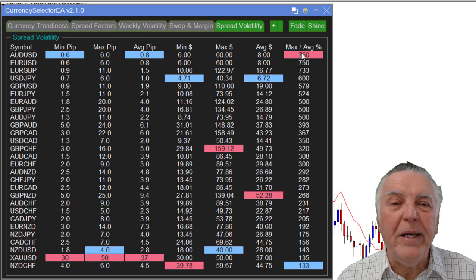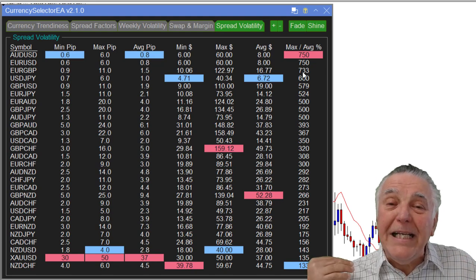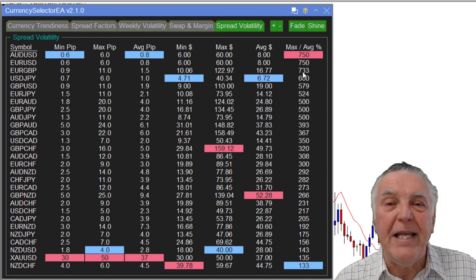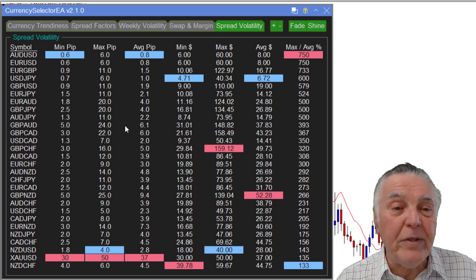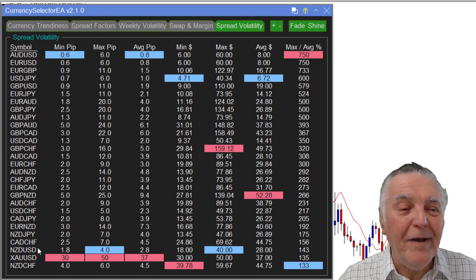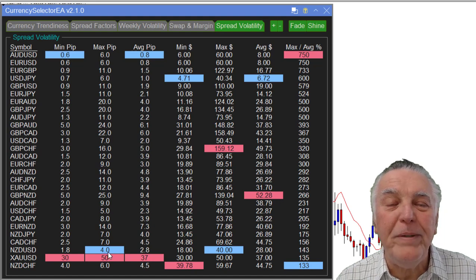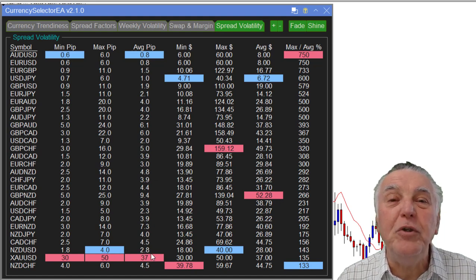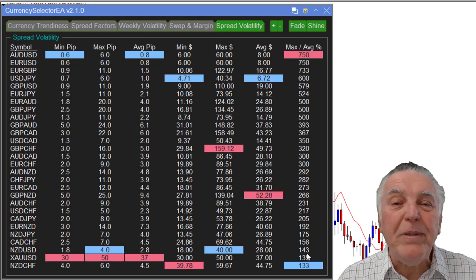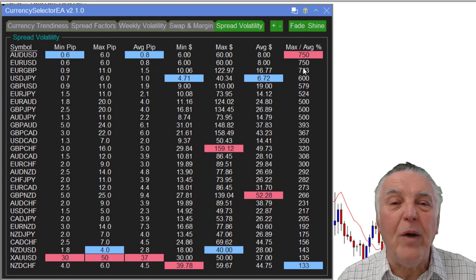And then this column, as you can see, it has been sorted from the highest value to the lowest value. So as you can see there, the Oz is the worst because the maximum spread is so much higher than the average spread. Now, if we go down this column and you look at the New Zealand USD, which is basically its neighbor, you can see that the maximum spread was 4 pips, and the average spread was 2.8 pips. So the percentage of the maximum compared to the average is actually quite a lot lower than the Oz.